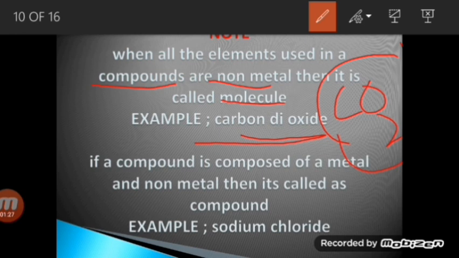These are the minor mistakes which students commit in their externals, and their marks get reduced. So you have to take care of these small things. If a compound is composed of a metal and a non-metal, then we are going to call it a compound, such as sodium chloride. Sodium is a cation, chloride is an anion, so it is a compound. Whenever a substance is composed of a metal and a non-metal, or in another way, a combination of metal and non-metal, it is called a compound, whereas a combination of non-metals is called a molecule.